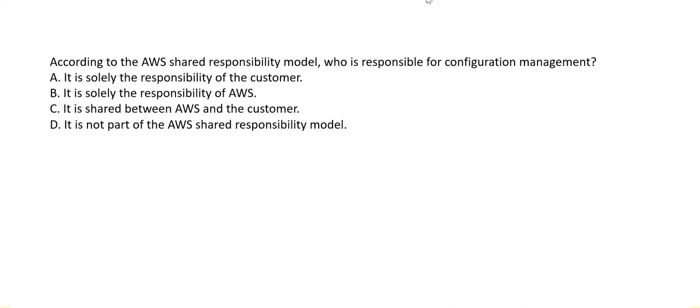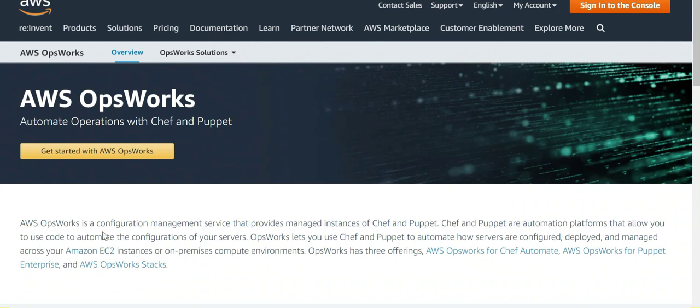Who is responsible for configuration management? Both AWS and the customer. OpsWorks, which is Chef and Puppet, is a configuration management service. You can use this, and there is both customer and AWS responsibility.